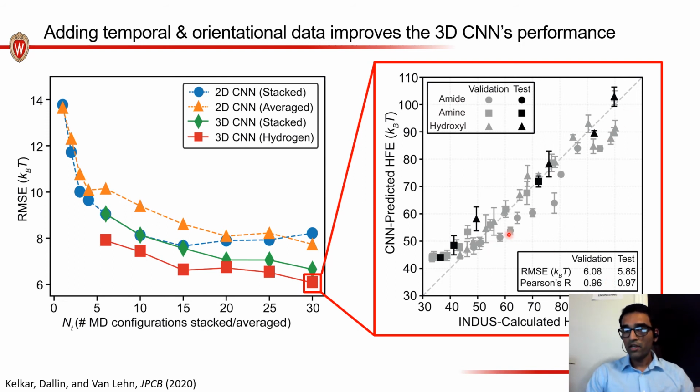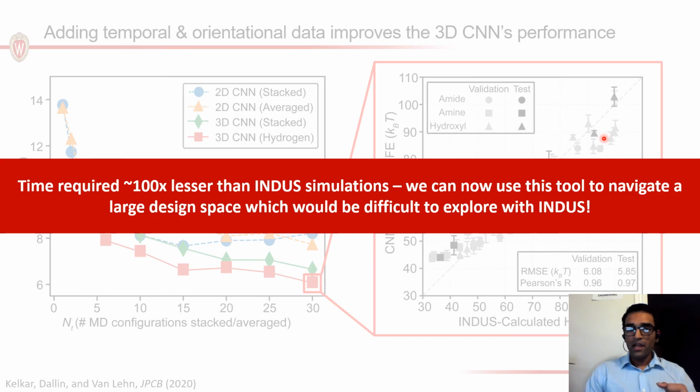And this plot now contains 3 different kinds of end groups with scaled charges. Despite the fact that there is so much heterogeneity in the training and test data, we see that our model performs well. And one big advantage of our model is that the time required is almost 100 times less than it is for INDUS simulations. So we can now use this tool to navigate a much larger design space, which would be difficult to explore with INDUS.